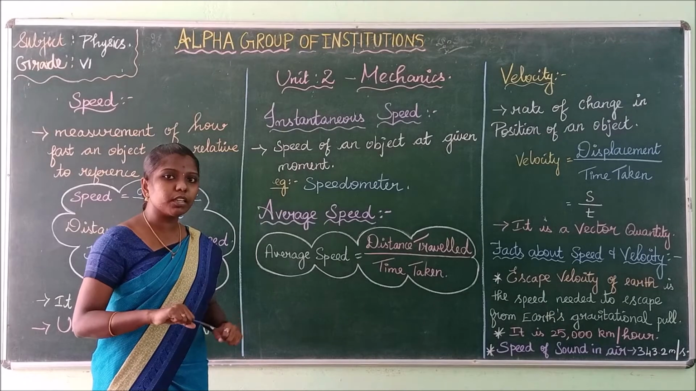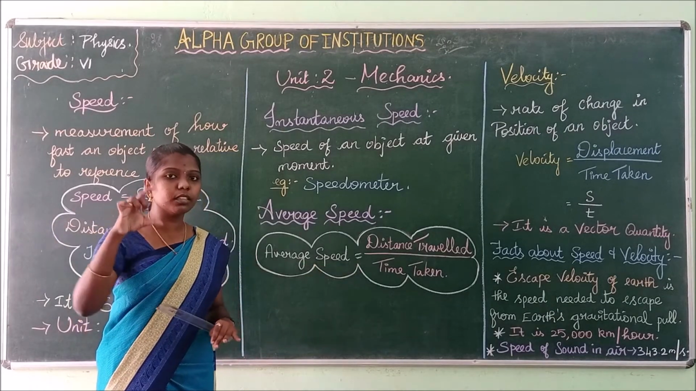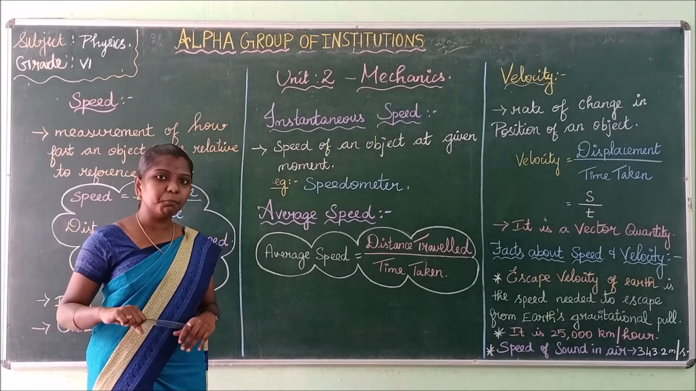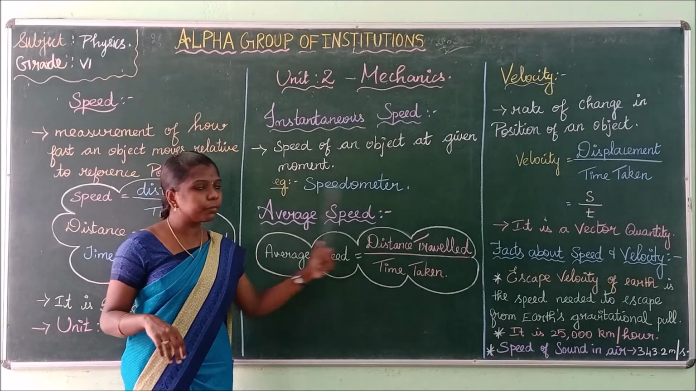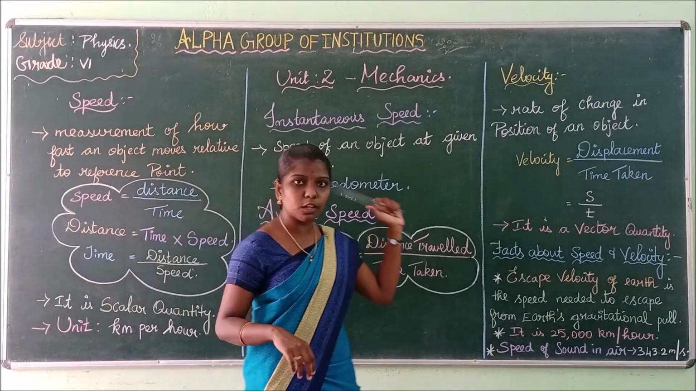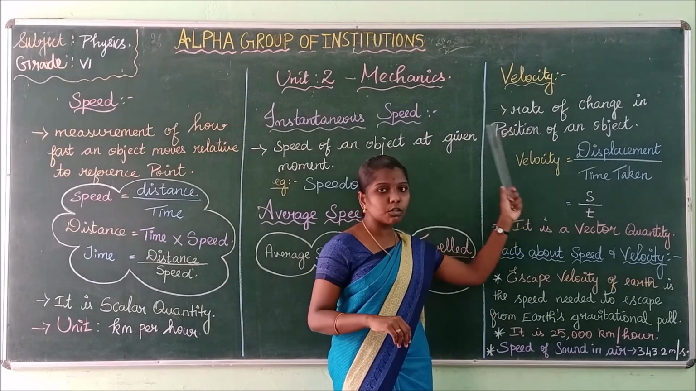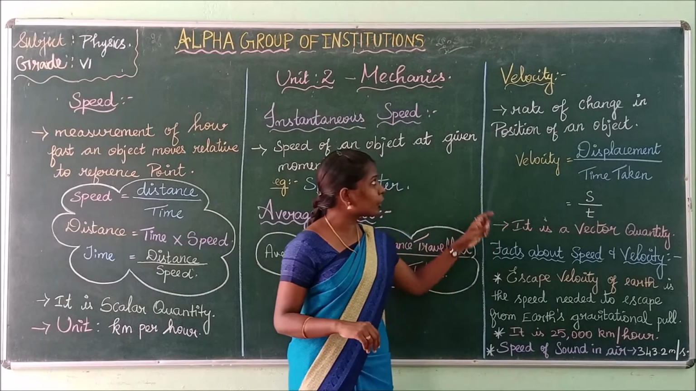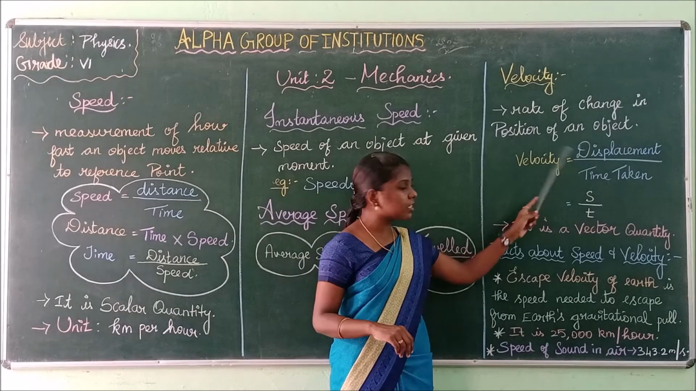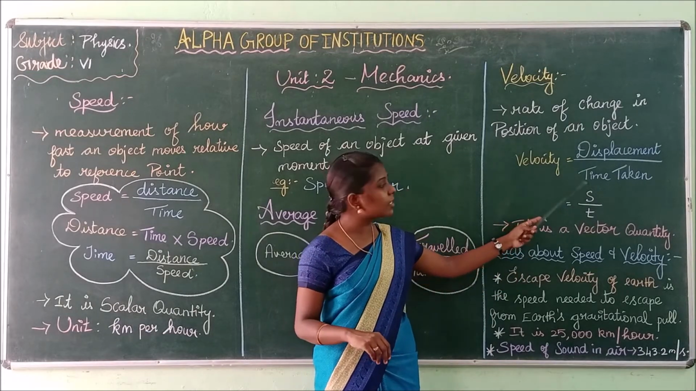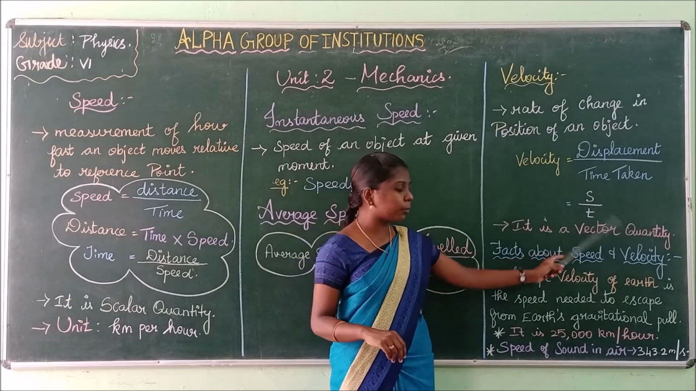Next is average speed. What is meant by average? You have to add all the distances that have been traveled, with respect to the total time taken. Average speed is total distance travelled by total time taken. Next, you have seen what is velocity. Velocity is rate of change in position of an object. Formula to calculate velocity is displacement by time taken. Displacement is represented by the letter S and time is represented by the letter T. And velocity is a vector quantity.